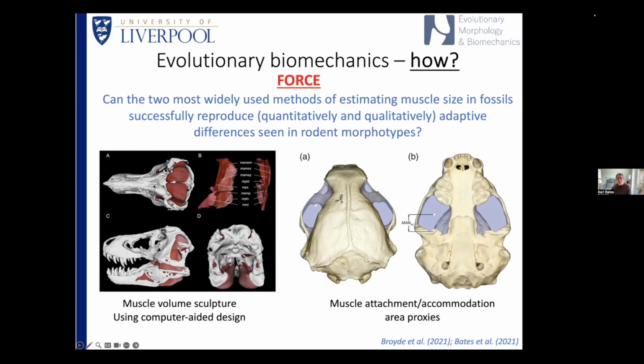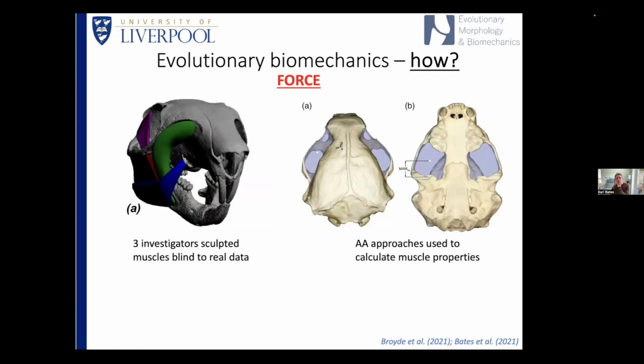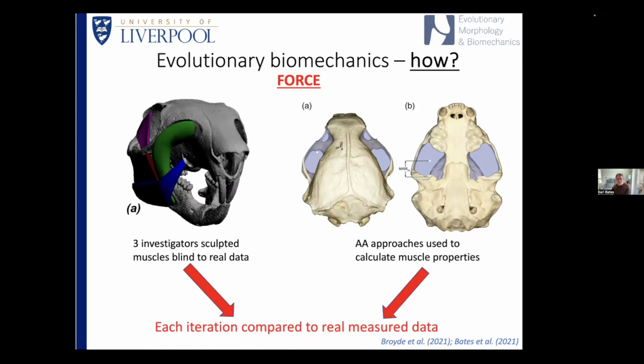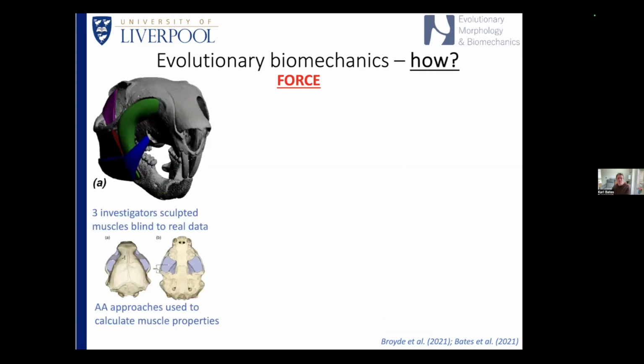The first was sculpting the muscles in a CAD package in a similar way to what I showed before about reconstructing dinosaur body mass. And then also to use different ways of estimating how big a muscle is based on its attachment area or in a particular zone of the skull that you can define objectively. So we did this in a couple of different ways. We had three investigators subjectively sculpt muscles around our 3D models of rats, guinea pigs, and squirrels. And then we also measured muscle attachment areas in the skulls and plugged those numbers into equations that predict how big the muscles are and compared those values to the real muscle sizes in these animals.